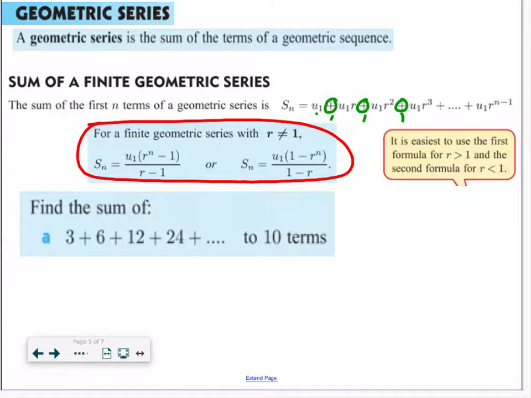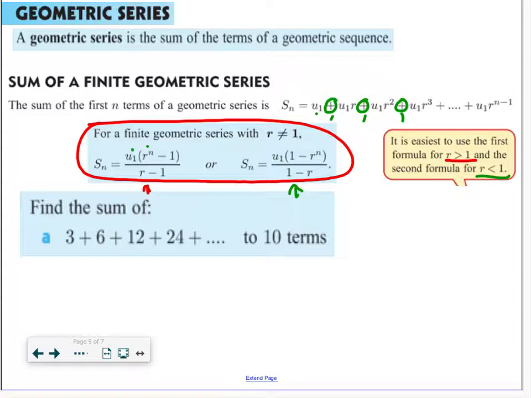For a finite geometric series, that means we're going to stop somewhere, we can use either formula. Notice, it's easiest to use the first formula if r is greater than 1, and it's easier to use the second formula if r is less than 1. If you forget that, you can use whichever one and it will still work out. You just have to be careful with your signs. For both equations, we need to know the first term and the r term.